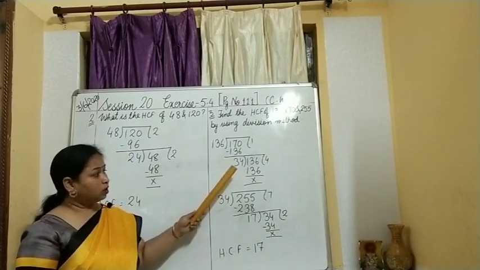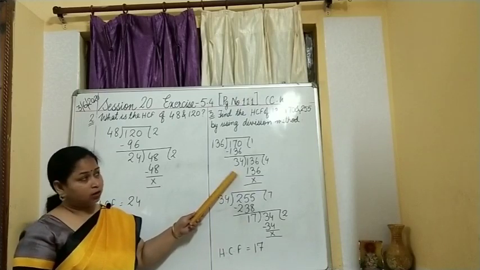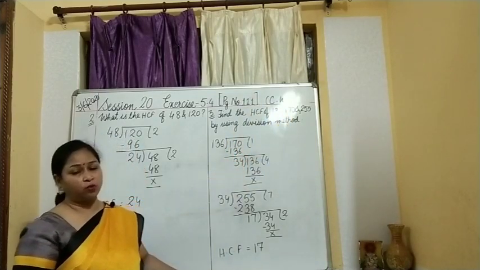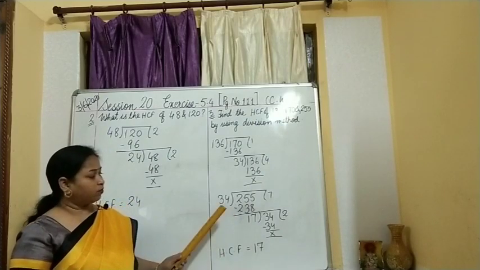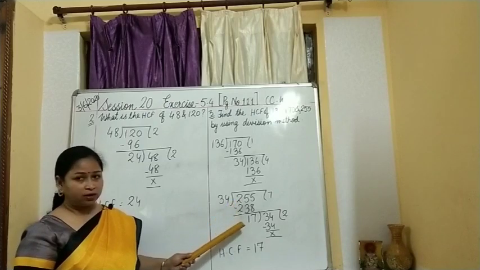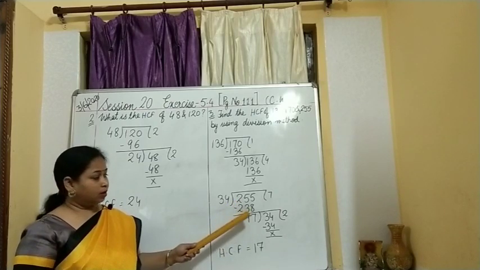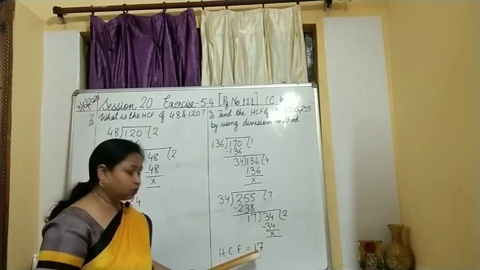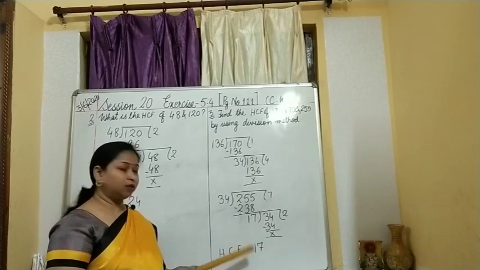Okay, so the divisor for this will also be the divisor for the left out number, that is 255. So 34 sevens are 238, subtract it, what will you get? 17, then 17 twos are 34. So finally you have reached, you have got your HCF, and that is 17.